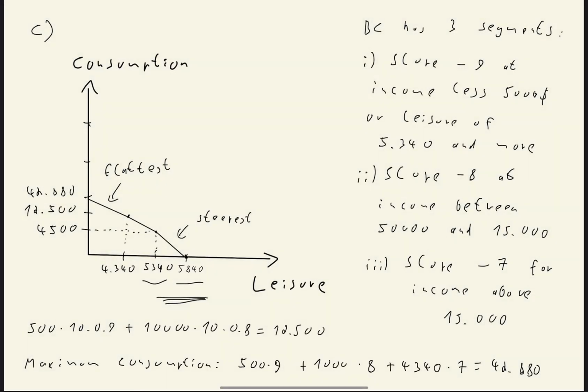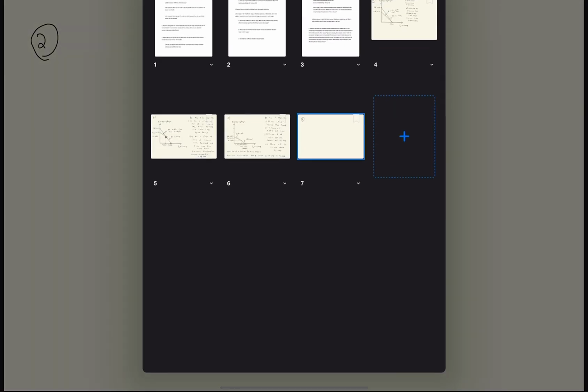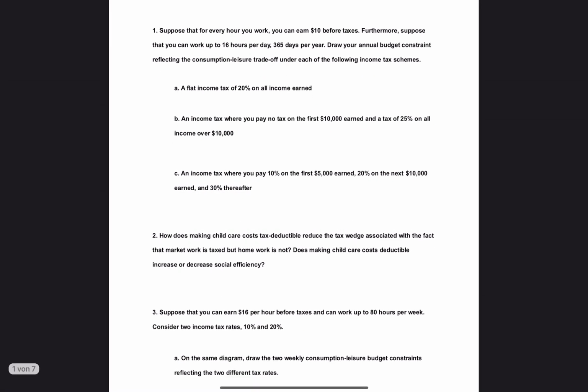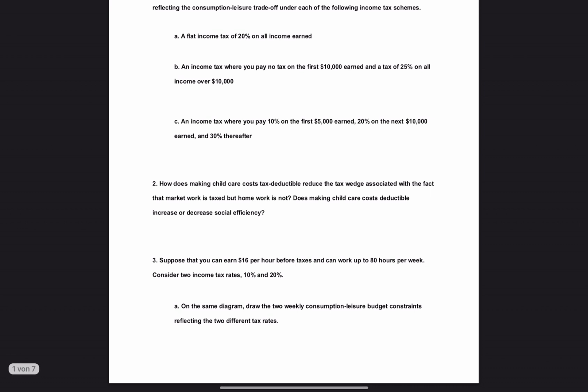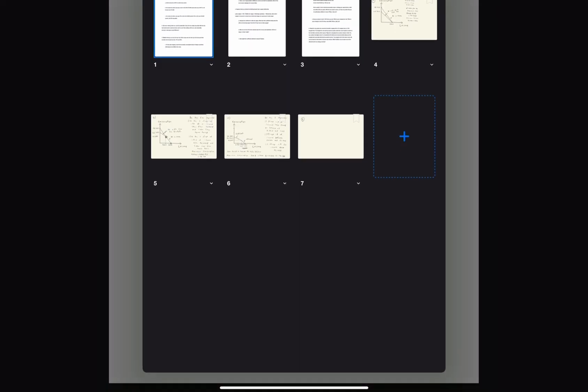Good, let me just open up a new page. So exercise 2. How does making childcare costs tax deductible reduce the tax wedge associated with the fact that market work is taxed but homework is not? Does making childcare costs deductible increase or decrease social efficiency?